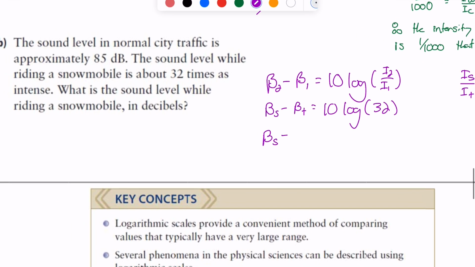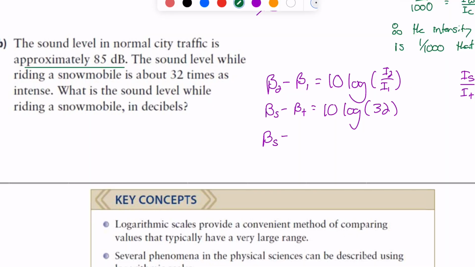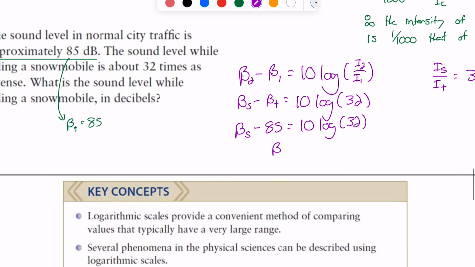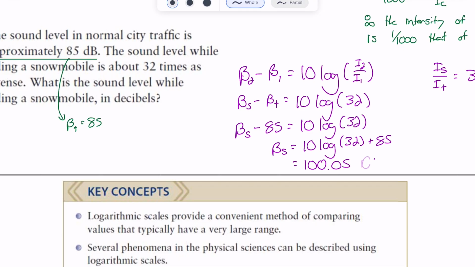It gave us the sound of traffic right here, so 85. That is the sound level of traffic. So BS minus 85 is 10 log 32. And just calculate what the sound level of the snowmobile is. So 10 log 32 plus 85, and that is going to give you an answer of 100.05 decibels.